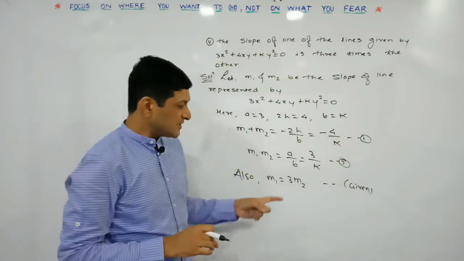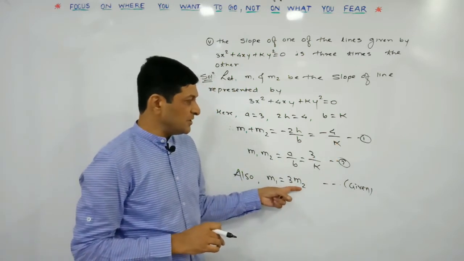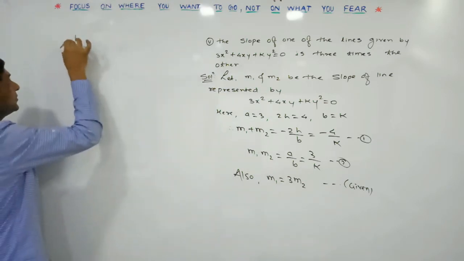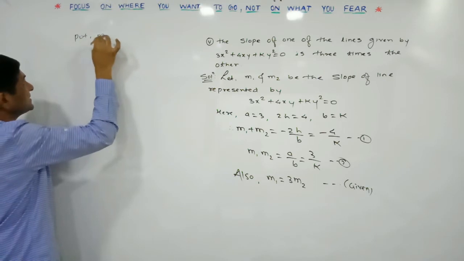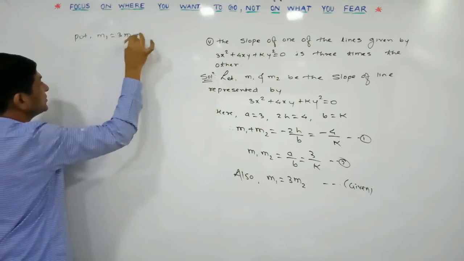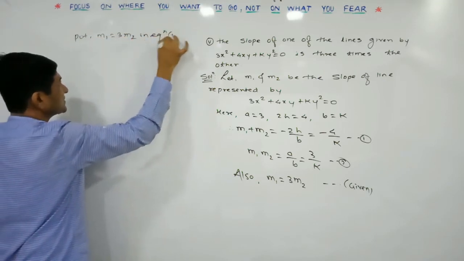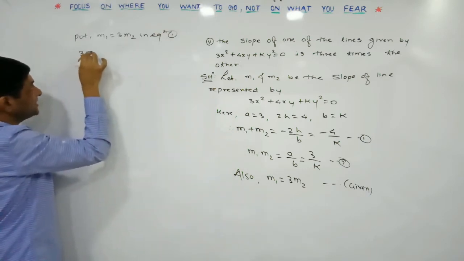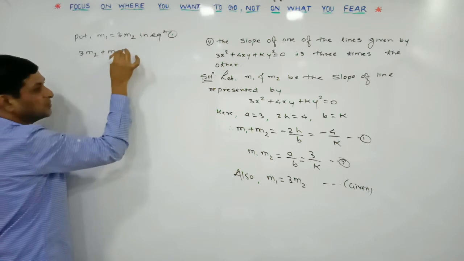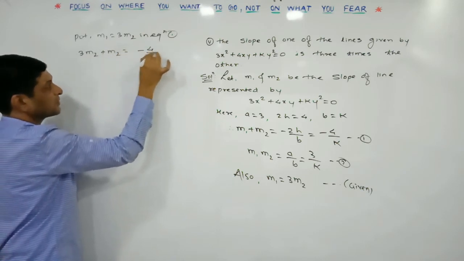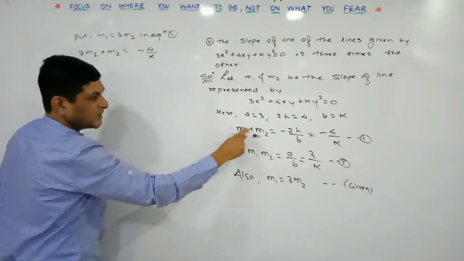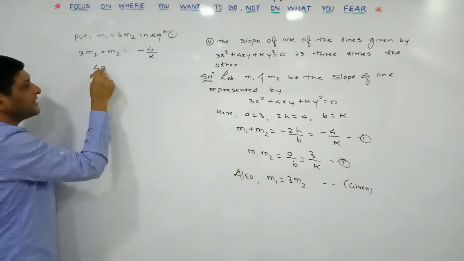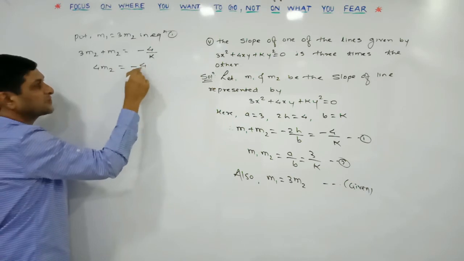K. So now first I am substituting m1 is equal to 3m2 in equation number first. Let us see what we will get here. So put m1 equals 3 times m2 in equation first. So replace this m1 by 3m2. So what we will get here? 3m2 plus m2 is equal to minus 4 by k. Just I am replacing m1 by 3m2. Now 3m2 plus m2 is 4m2, equal to minus 4 by k.